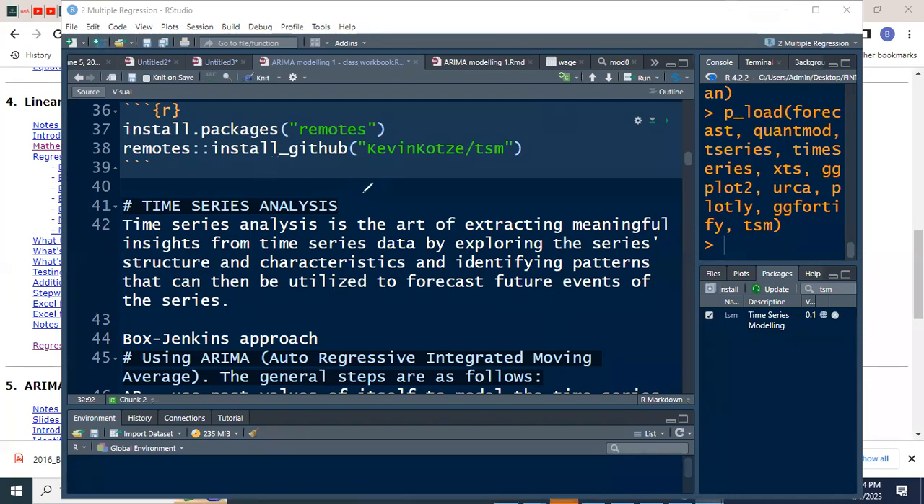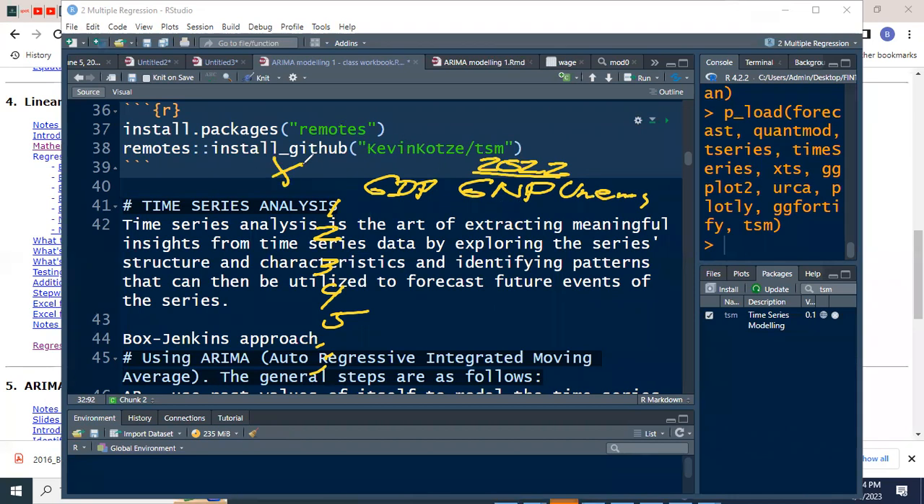So for example, we have here, say, GDP, GNP, unemployment rate. So you have different countries: country 1, country 2, country 3, country 4, country 5, etc. And all of these are taken, for example, at the end of the year 2022. This is an example of cross-sectional data.